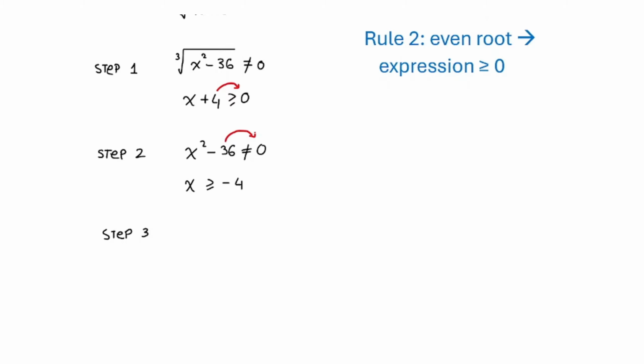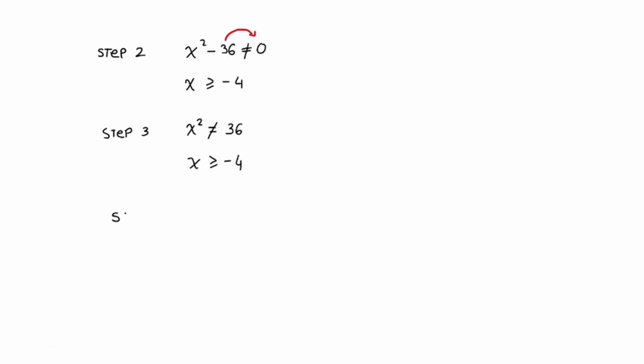Now we continue with the first condition. x squared minus 36 is not equal to 0, so x squared is not equal to 36. Now we take the square root. And remember, when we take the square root, we must include plus or minus. So we get x is not equal to plus or minus 6. Now we have all the key values, negative 6, negative 4, and 6.